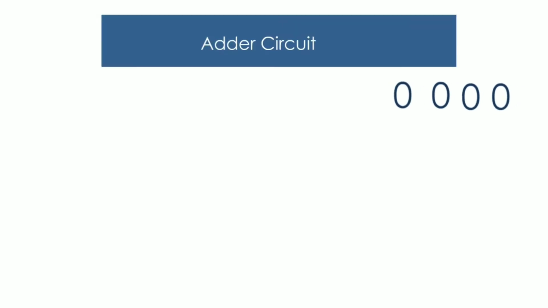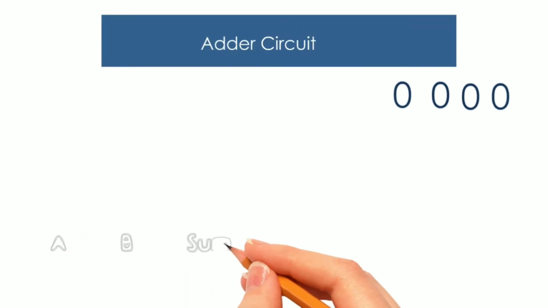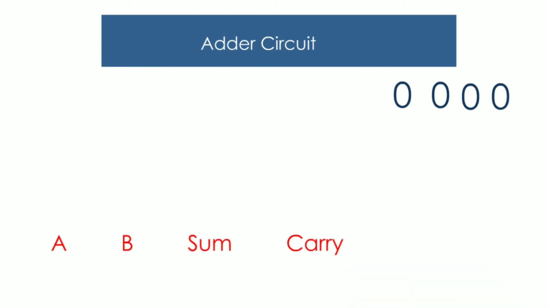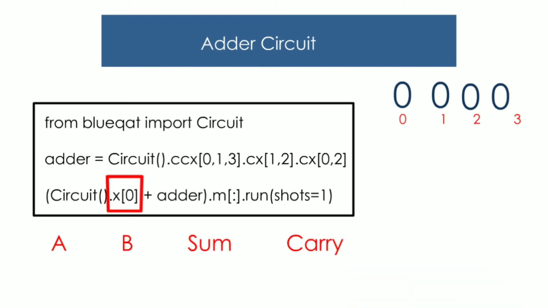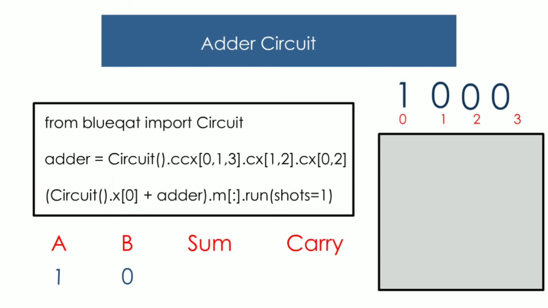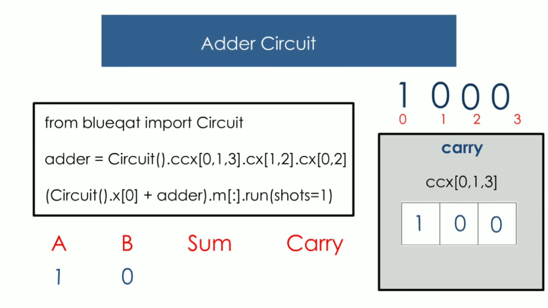Let us see how we got the output as 1010. The two inputs were 1 and 0. Then we apply the X gate to the first qubit. This X gate will make the first qubit 1. Let us see the carry circuit. We take 3 qubits, that is 0, 1 and 3. Since both the control qubits are not 1, they are 1 and 0, the target will not flip. Therefore, the carry circuit output will be 0.